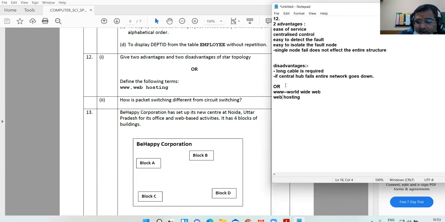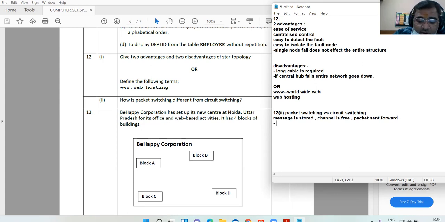Now the main 12th second question. How is packet switching different from circuit switching? Beta, there are three types of switching: circuit, message and packet. Packet switching is the technique where the message is stored, just like the message switching. When the channel is free, the packet is sent to the another switching office. Packet is sent forward.